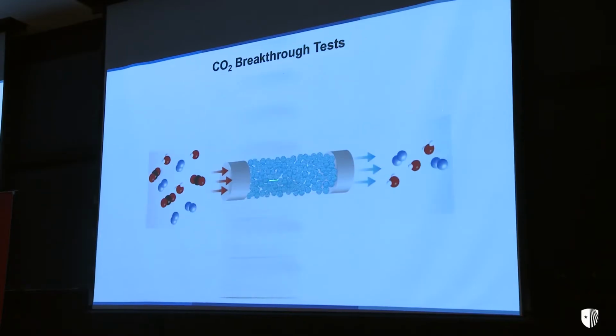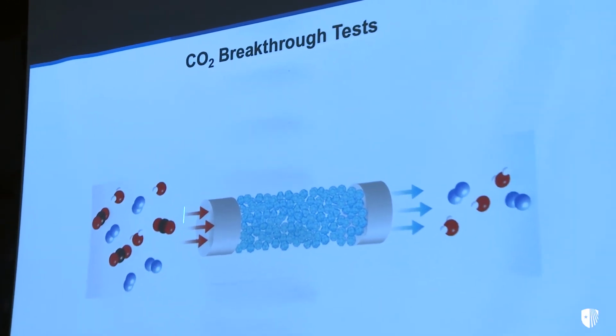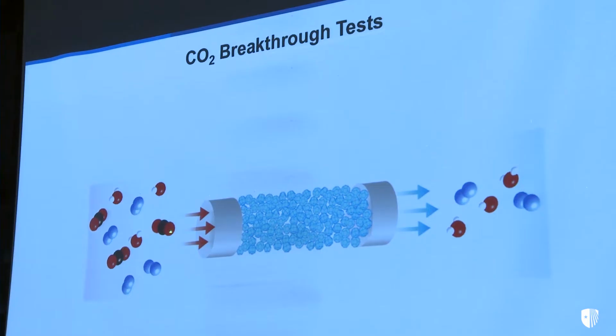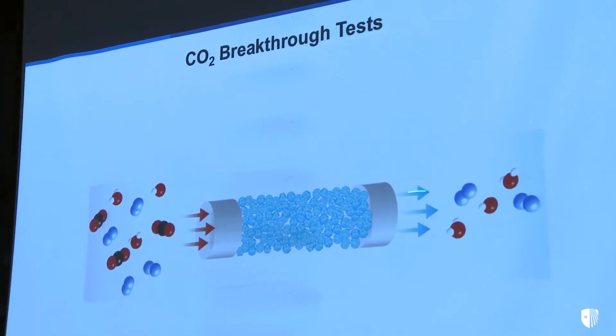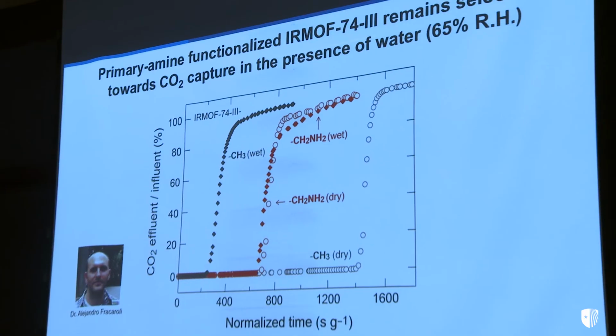This is the experiment I just described. This is called a breakthrough test. You take the mixture of gases with CO2, and then you pass it through the MOF to purify those gases, or to bind the CO2. So how does it do when you functionalize with the amine?